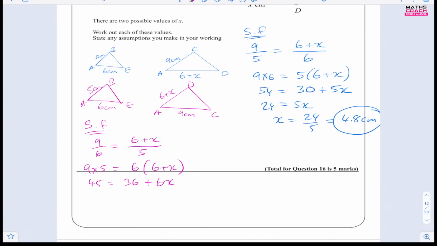We take the 36 to the other side, giving us 45 minus 36, which is 9, is equal to 6x, and then 9 divided by 6 is equal to x, so therefore x would be 1.5 centimeters. And that's our second value of x. So 4.8 and 1.5 are our two possible values of x.